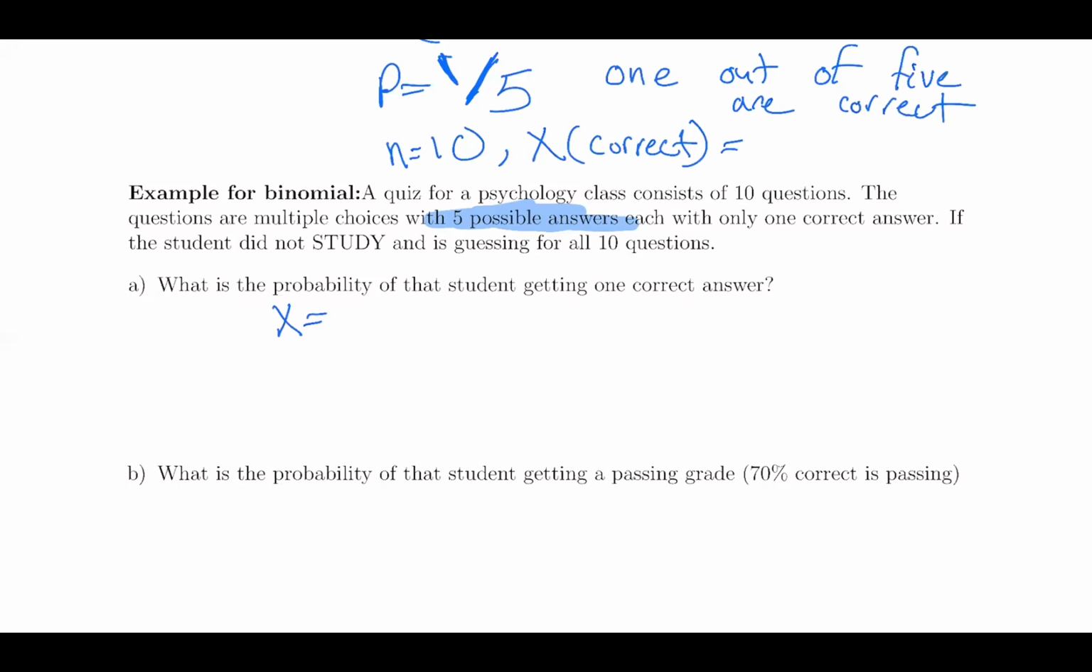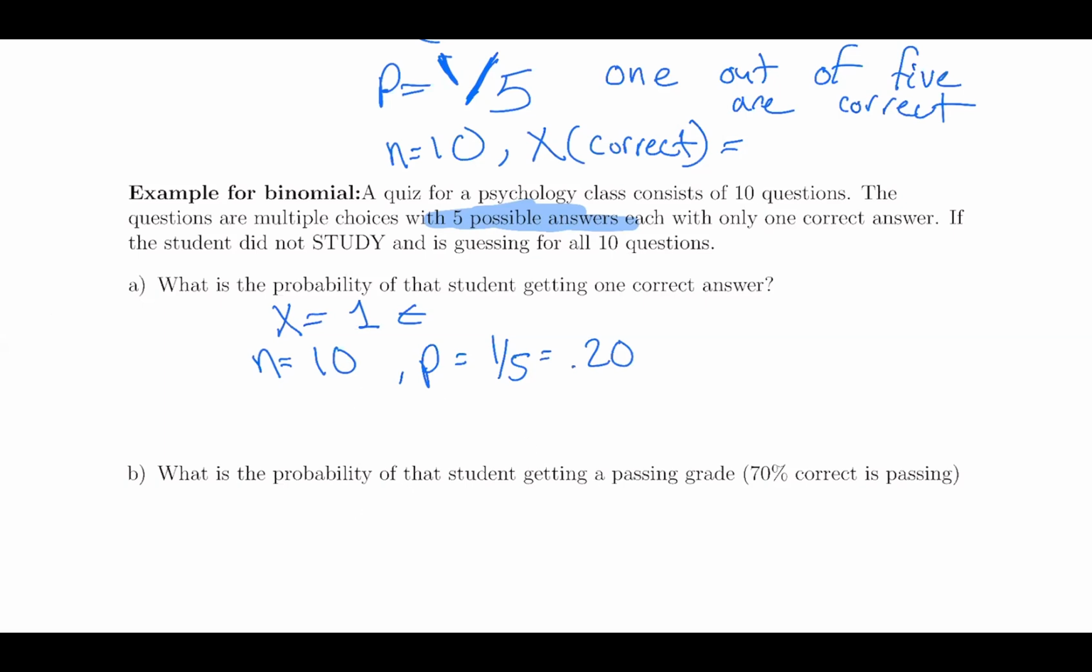Yeah, so we just want them to get 1 correct answer. Cool. So X is equal to 1. So what we're going to do, we're going to say N is equal to 10. We're going to say P is equal to 1 out of 5, which if you want, you could say 0.20, and X is equal to 1. All right. Everybody good so far? We got X is equal to 1, N is equal to 10, P is equal to 0.20.